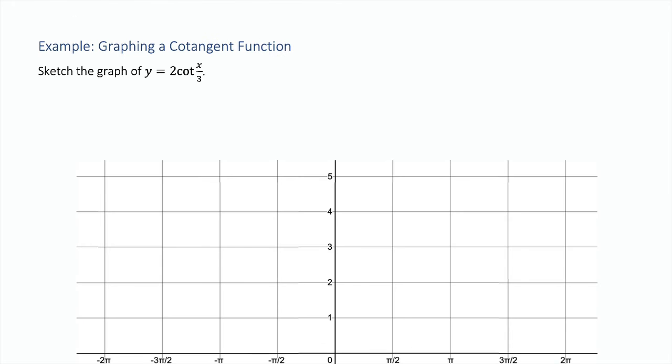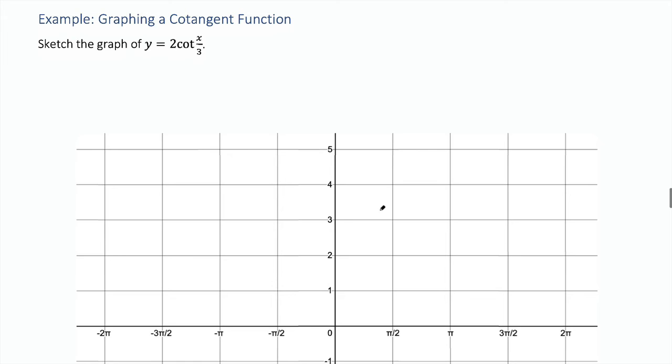Let's go ahead and look at an example. Sketch the graph of y equals 2 cotangent of x over 3. So we start by finding our asymptotes by setting x over 3 equal to 0 and by setting it equal to pi. Well, multiplying both sides by 3, we get x equals 0, and over here we get x equals 3 pi.